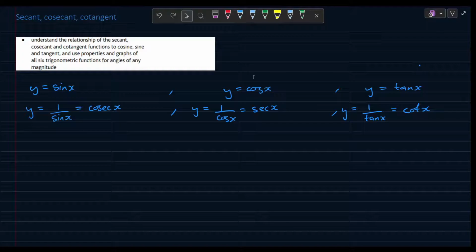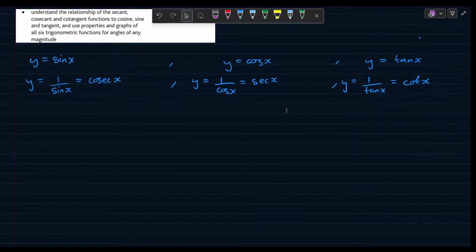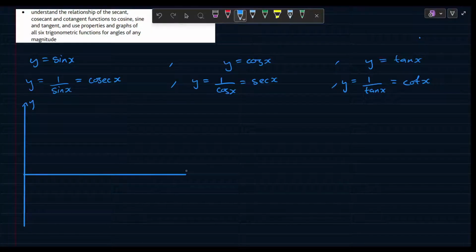So to draw the graphs of our reciprocal trig functions, we start by drawing the graph of the respective primary function. So we'll start with the graph of y is equal to sine x. So this will be our y-axis, and this here is our x-axis. So y equals sine x looks like this. Alright, so this is 0, this would be pi, and this would be 2 pi.